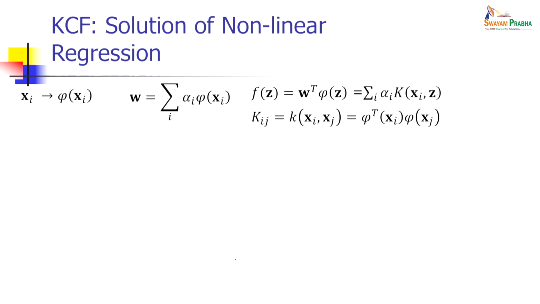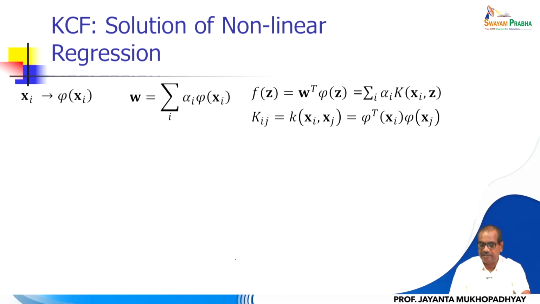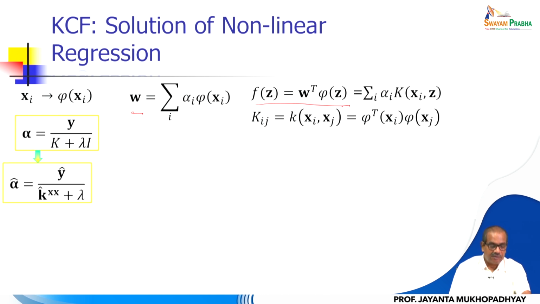So the solution for this nonlinear regression, as I have considered, this is the weight vector, and these are the functions that you need to evaluate. You would like to find alpha, and it is given in this form: the Fourier transform of y, that y column vector, and the Fourier transform of the first row of the kernel matrix, and then lambda. So from there you get this solution.